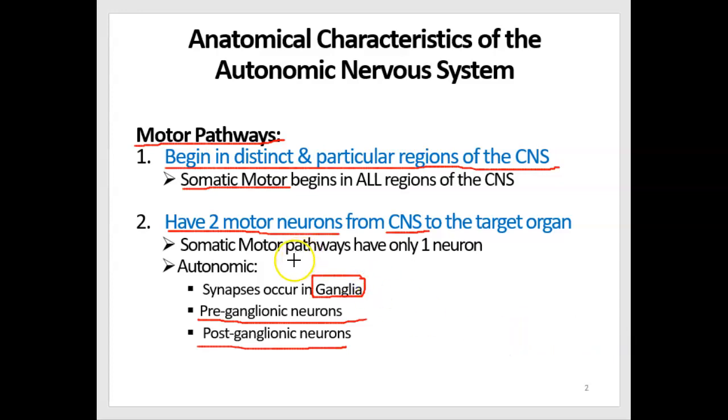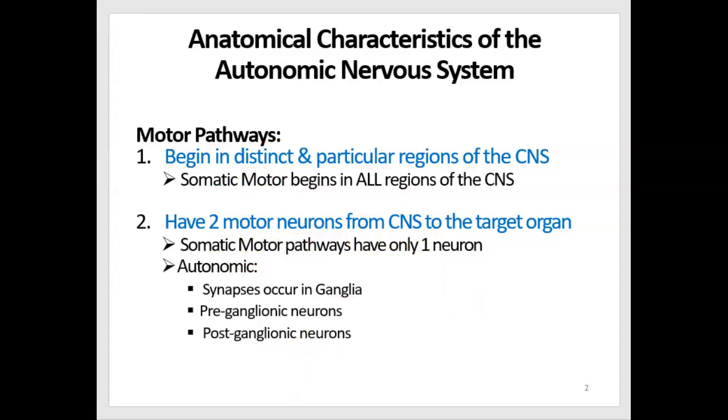So there's two motor neurons. There's only one motor neuron that controls skeletal muscle coming from the central nervous system. So those somatic motor neurons are quite long. We've got two in the pathway for the autonomic nervous system.